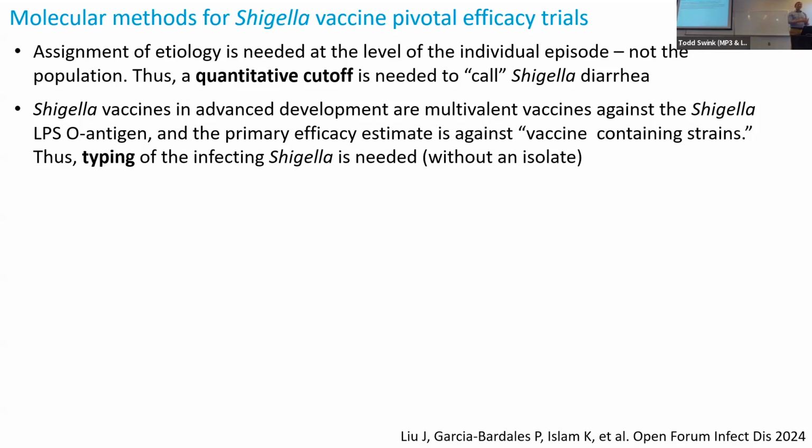Well, how you normally do that is you grow up some Shigella and you use antibodies that are type specific and see if you get agglutination, seroagglutination typing. We don't have isolates because we're proposing to use molecular methods to detect Shigella. So can we also infer the type?